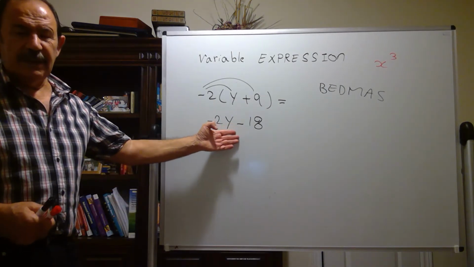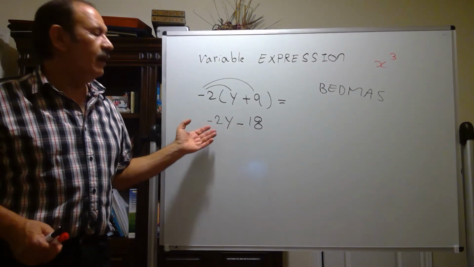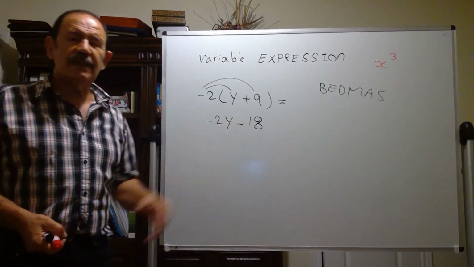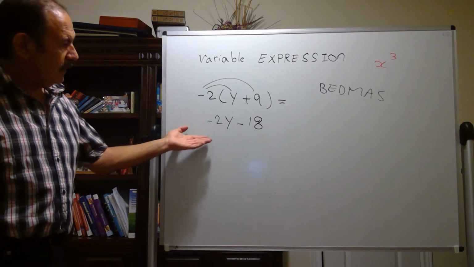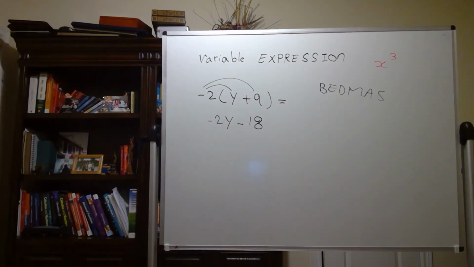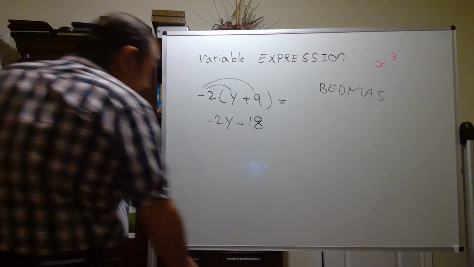Now, if we find like terms, we should simplify the like terms as well. But in this situation, there is no like term. So this is the final answer. Another example. Let's do this one.